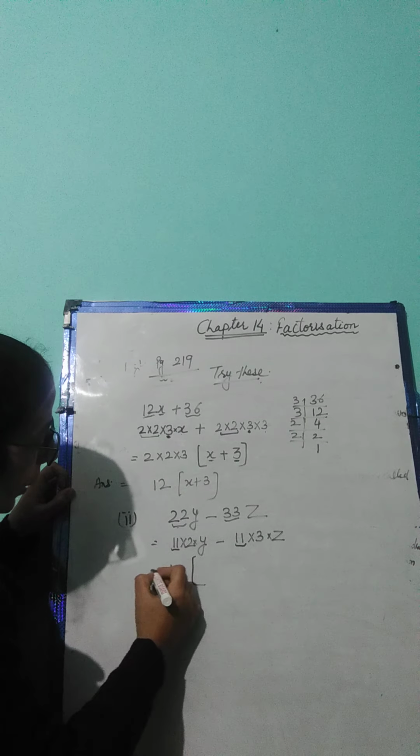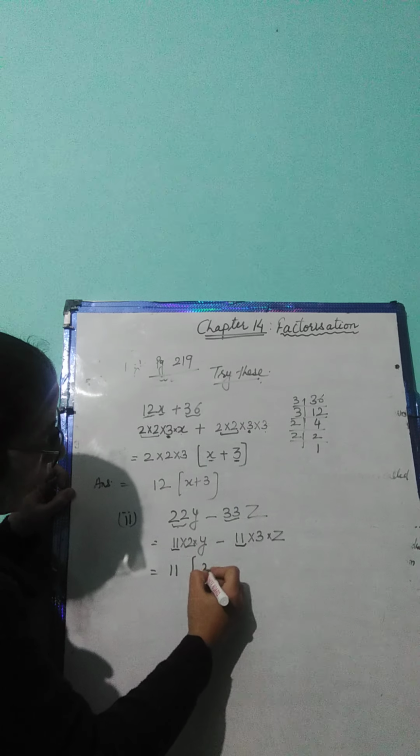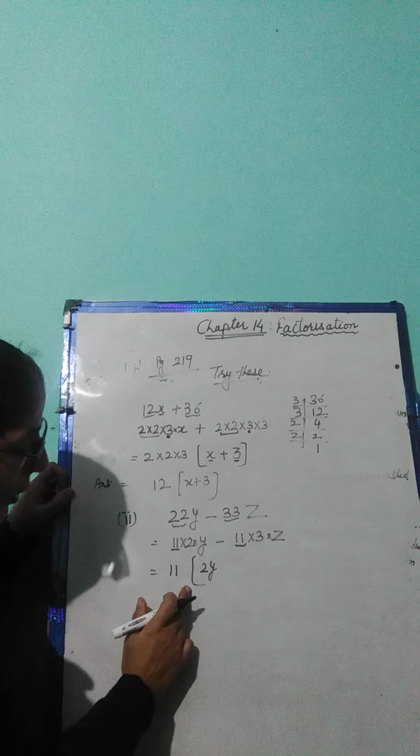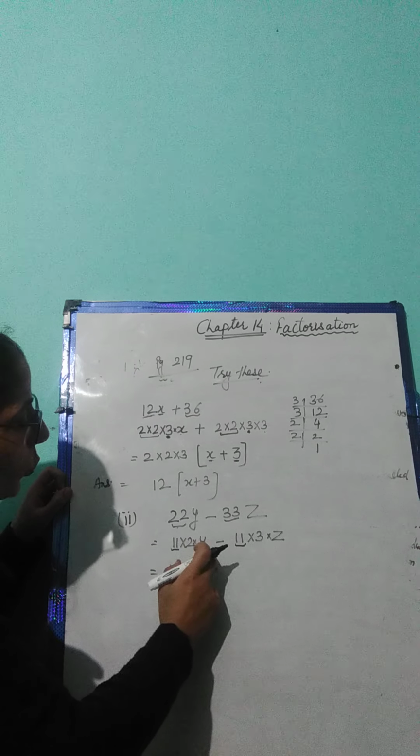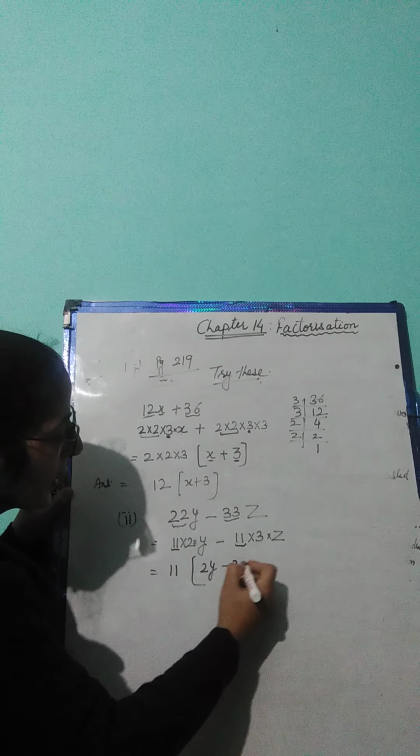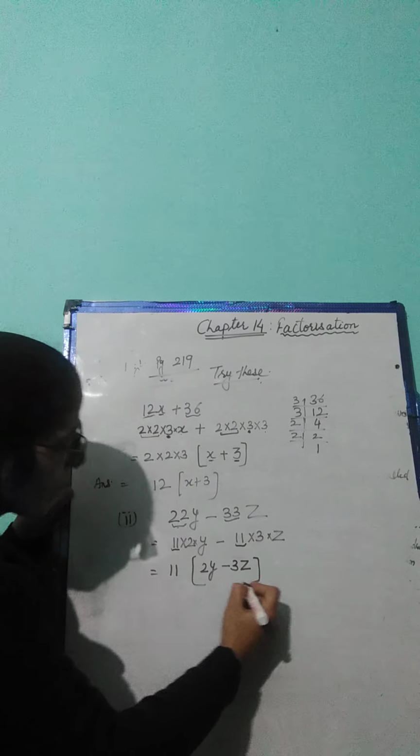What is left now inside? Because 11 is common, it has gone out. So just think it has gone. Now what is left here? 2y. You are watching this. We are putting the bracket. Whenever anything is taken common, we must apply the bracket. 2y minus 3z. Close the bracket.